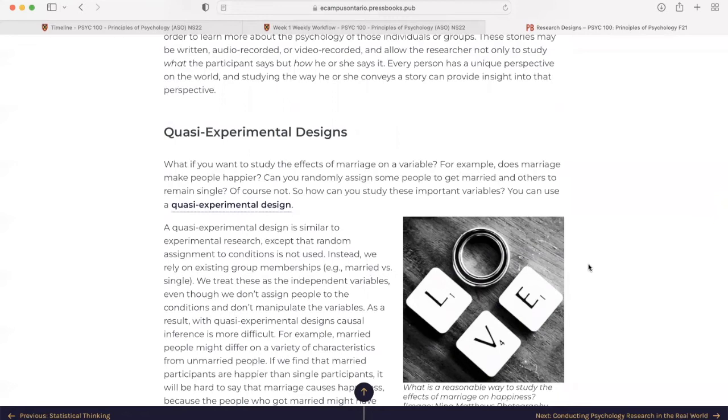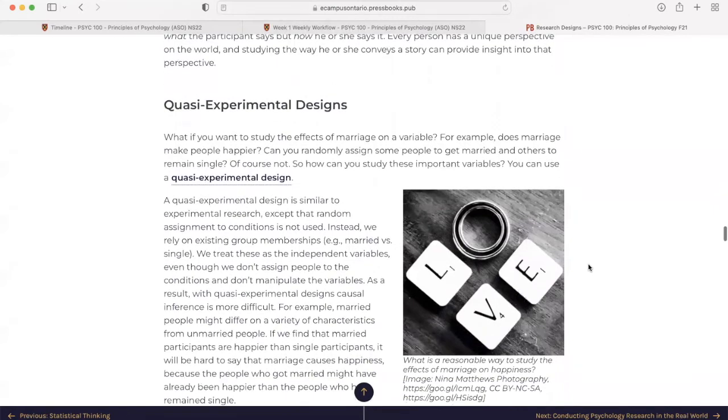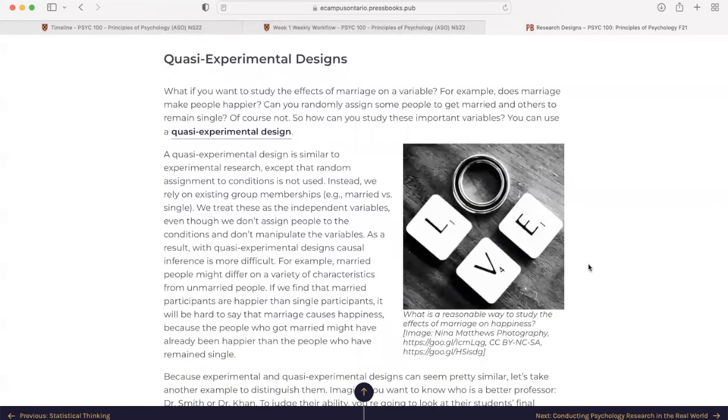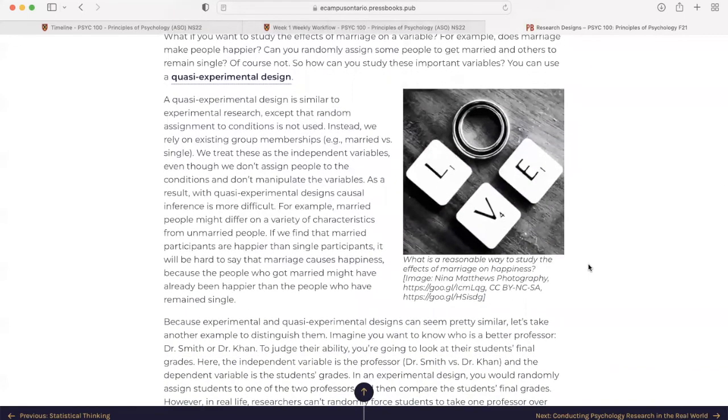A quasi-experimental design is similar to experimental research, except that random assignment to conditions is not used. Instead, we rely on existing group memberships, for example, married versus single. We treat these as independent variables, even though we don't assign people to the conditions and don't manipulate the variables. As a result, with quasi-experimental designs, causal inference is more difficult.